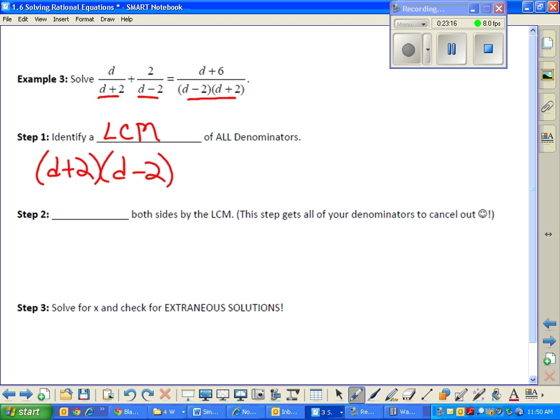And so I don't need any more factors. That's my LCM. It's all done. Okay, so I've identified my least common multiple. Now I'm going to use this to get rid of all of the denominators in the problem. I do that essentially by multiplying both sides by the LCM.